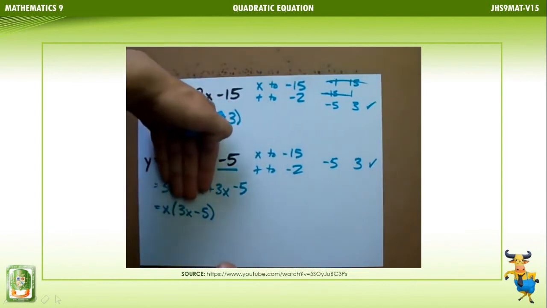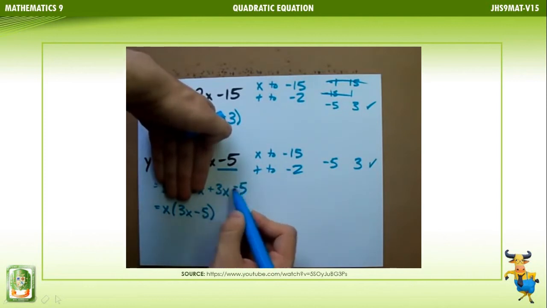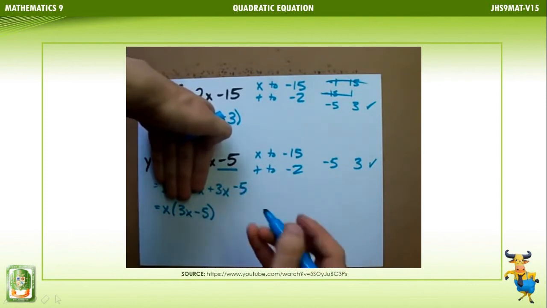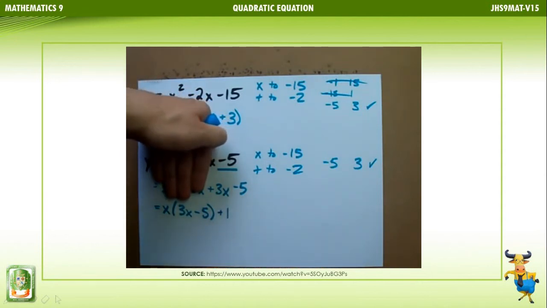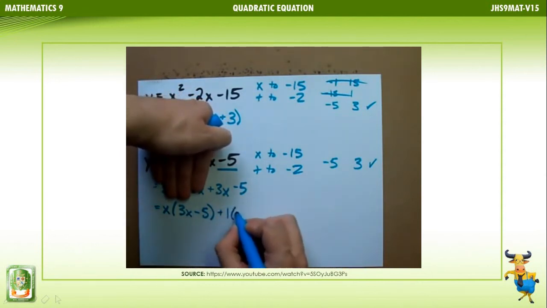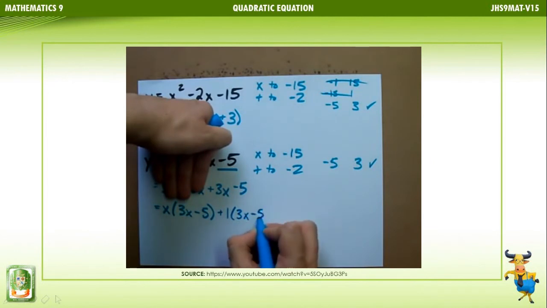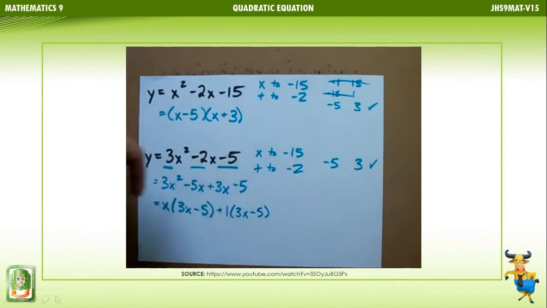Then you factor the second two. What's common to these? Nothing. So it's really just a 1 if it's nothing. And because we weren't able to pull anything out, we're left with 3x minus 5.